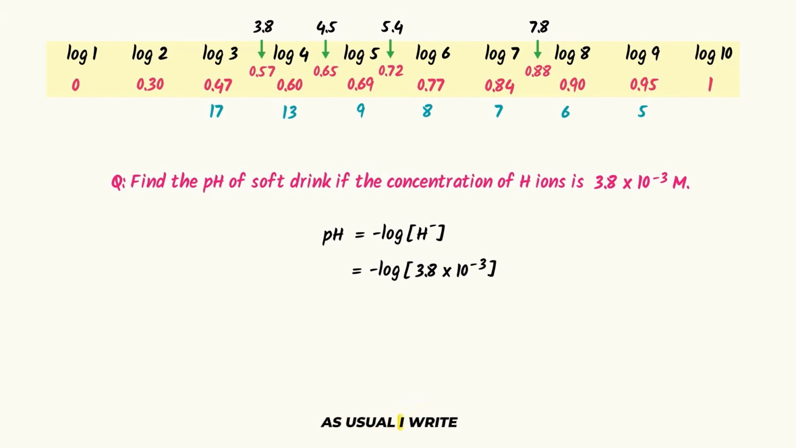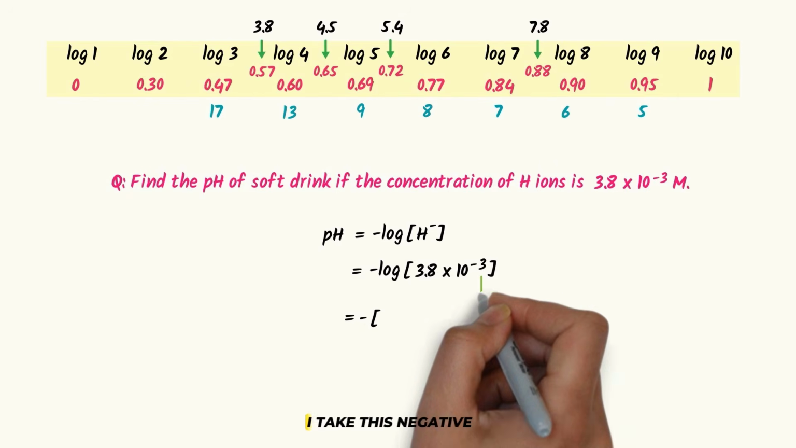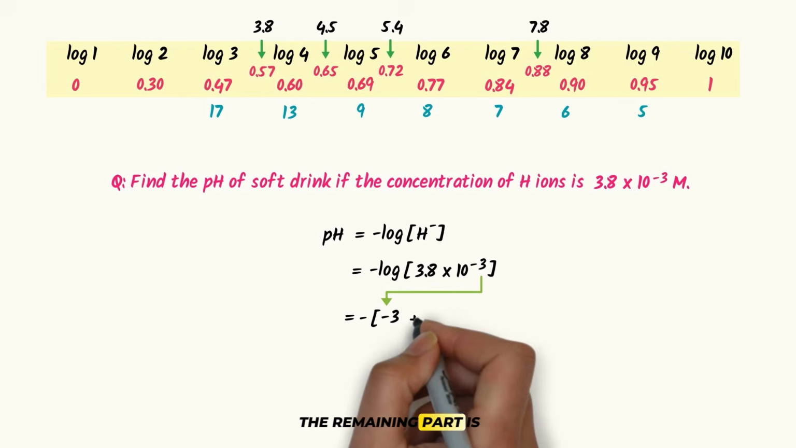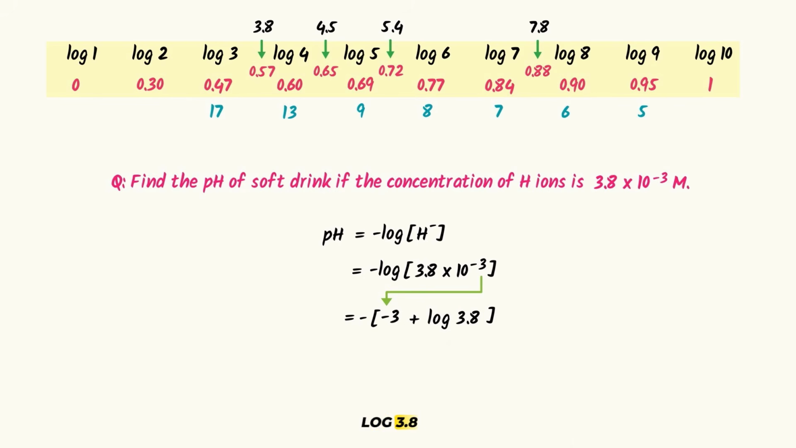As usual, I write negative 3. I take this negative 3 and I write it here. The remaining part is log 3.8. We know that log 3.8 lies between log 3 and log 4. Secondly, it is nearer to log 4. Let me guess its value as 0.56.